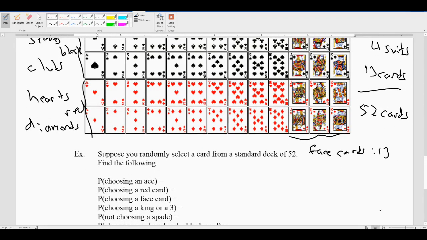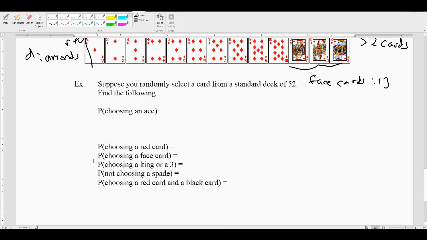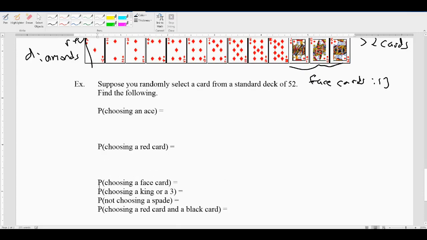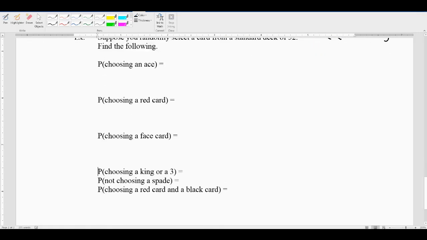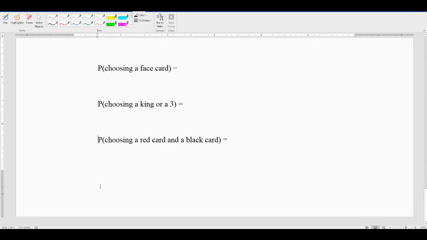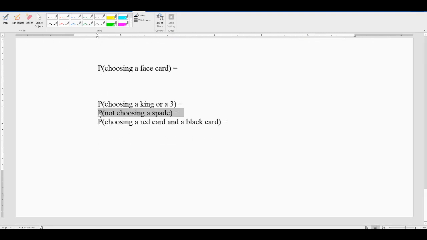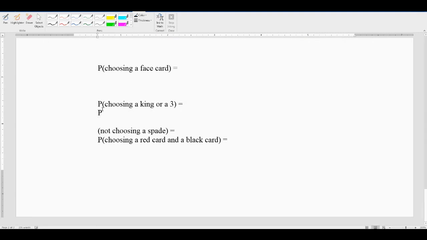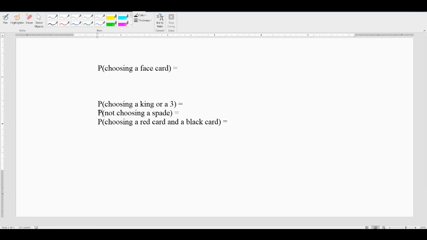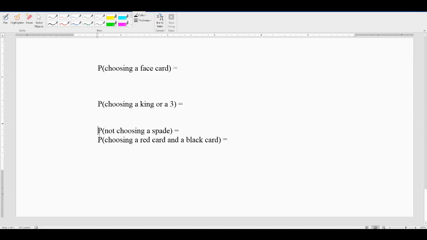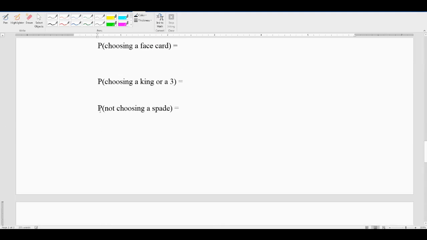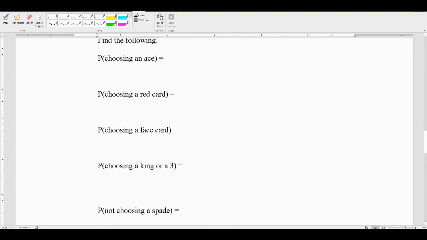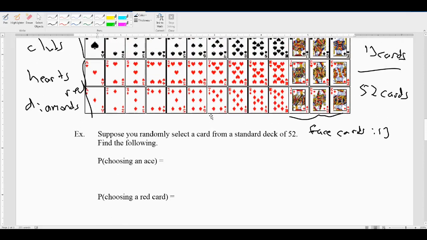So we're going to use this to answer some questions. What I need to do is create some space while I'm doing these problems. You can see some different types of examples. Okay, probability of choosing an ace.